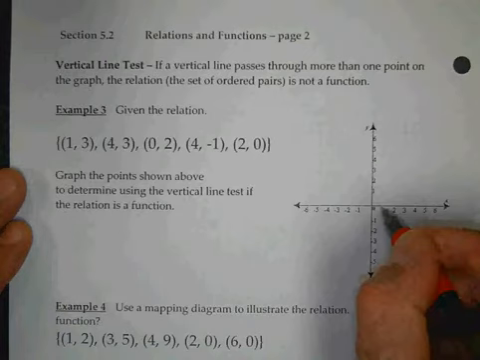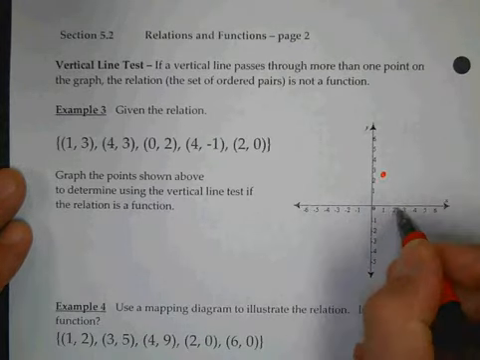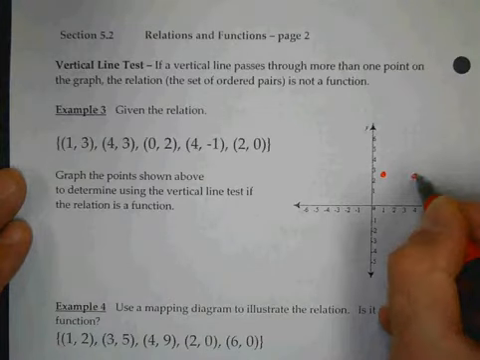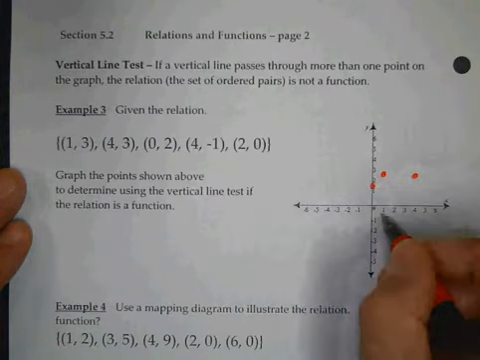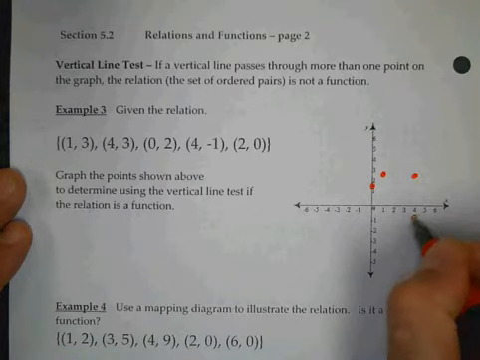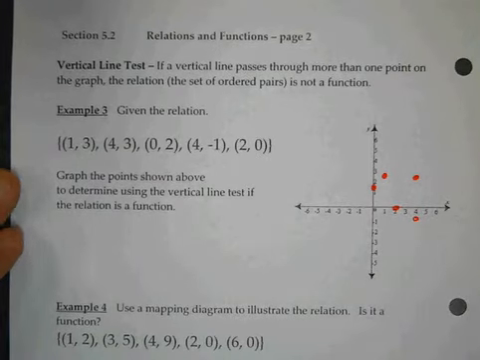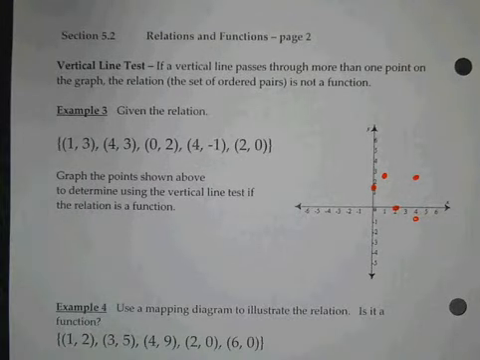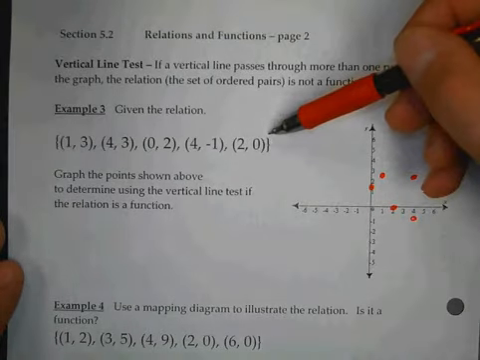So over 1, up 3, over 4, up 3, over 0 and up 2, over 4 and down 1, and over 2 and not up or down at all. So graph all 5 points, and this is the graphing representation of this relation.